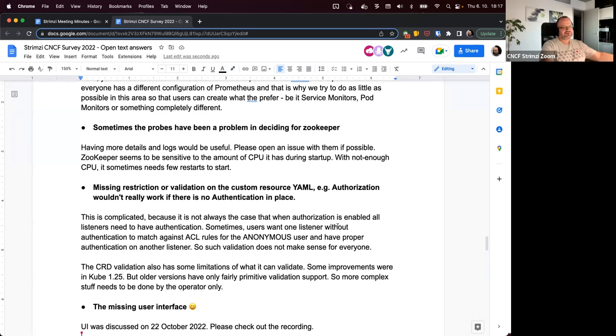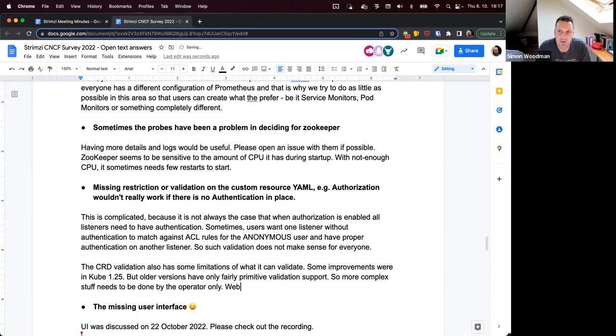But you can't really deal with things like, in most cases, when you enable authorization, you want to use authentication on all listeners, but actually not always, because the webhook would give you only a binary answer, yes or no. And I remember from previous discussions as well, there are issues with webhooks being cluster scoped, which make them less usable or less user-friendly in some situations.